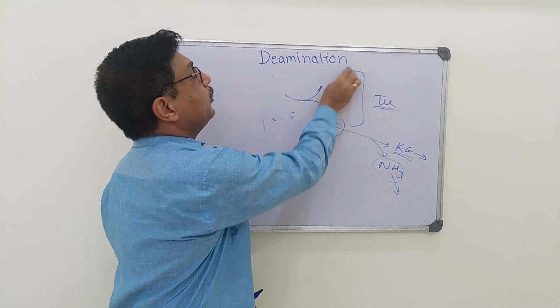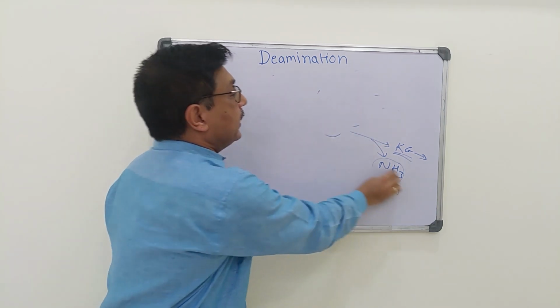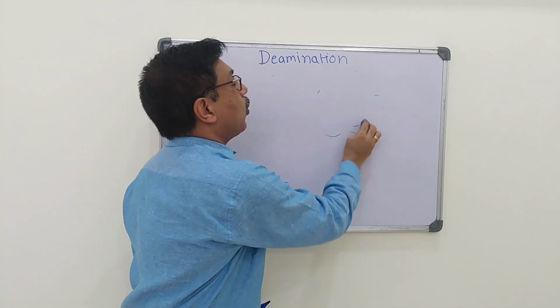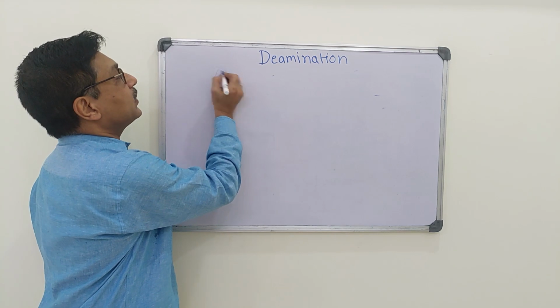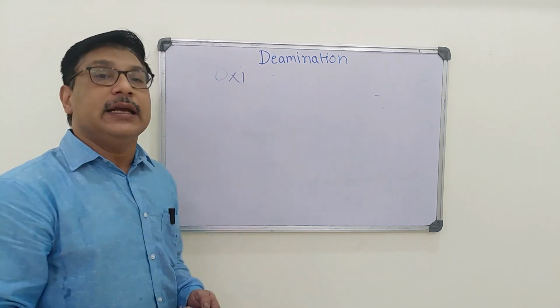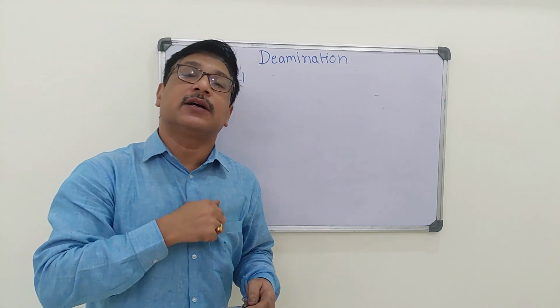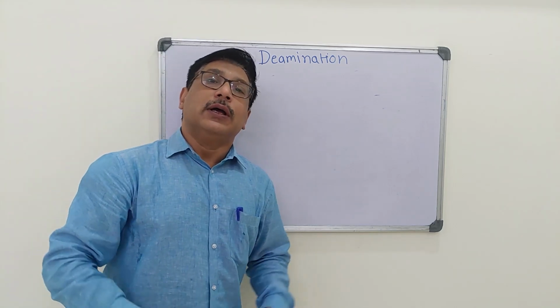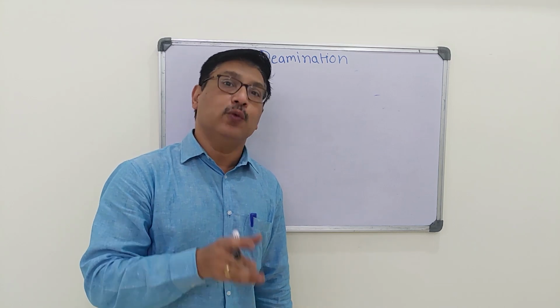There are two types of deaminations. It can be oxidative deamination or non-oxidative deamination. Let us first see what is oxidative deamination. Oxidative deamination, as the name suggests, is deamination taking place at the same time as oxidation. During deamination, if oxidation occurs, it is called oxidative deamination.